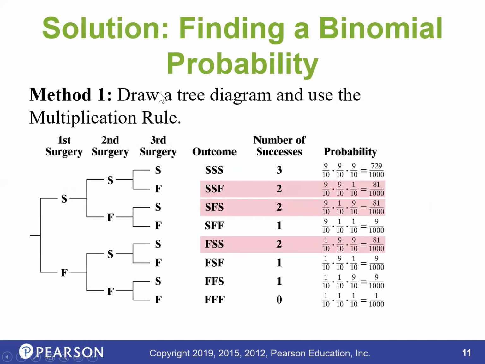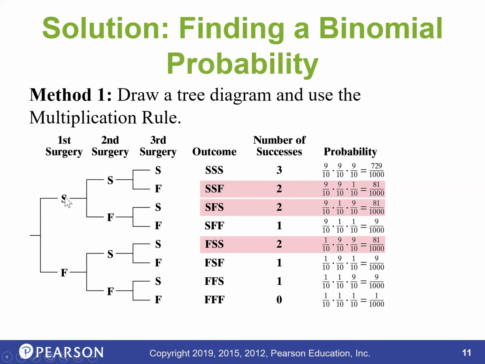Make a tree diagram and eventually use the multiplication rule, or the addition rule, on each of these pieces. We have 3 surgeries, and each could be a success or fail. We're looking for 2 successful surgeries, so 3 successes is not what we want. We're looking for 2 successes and 1 fail, so we're looking for this one right here.